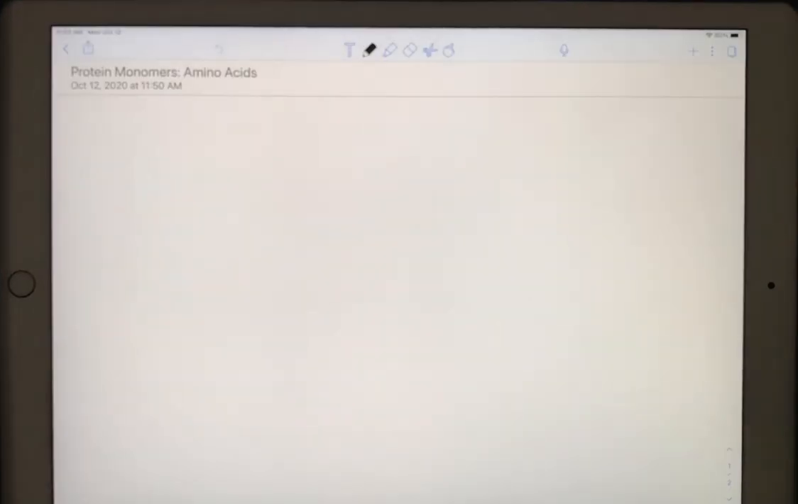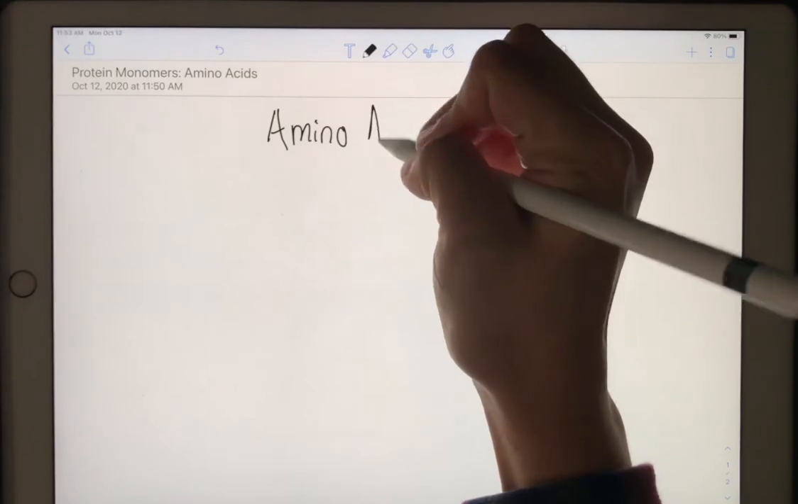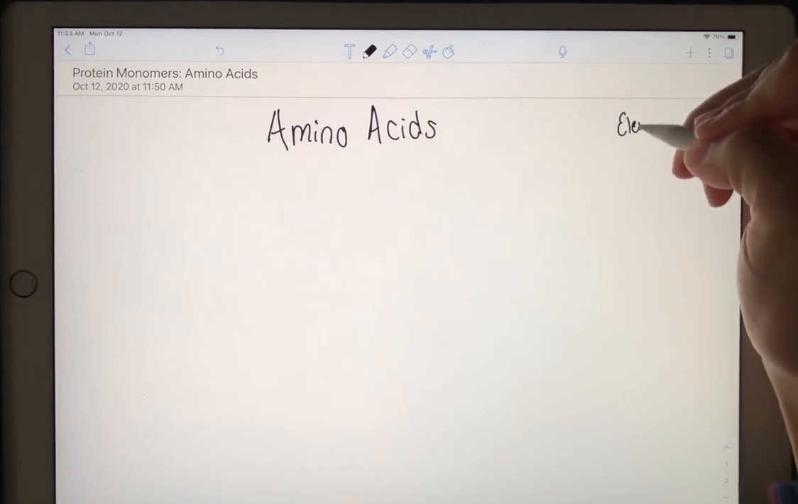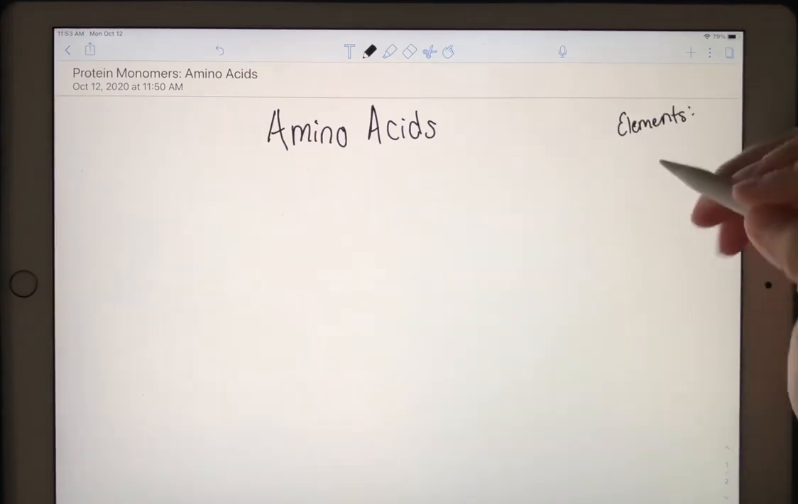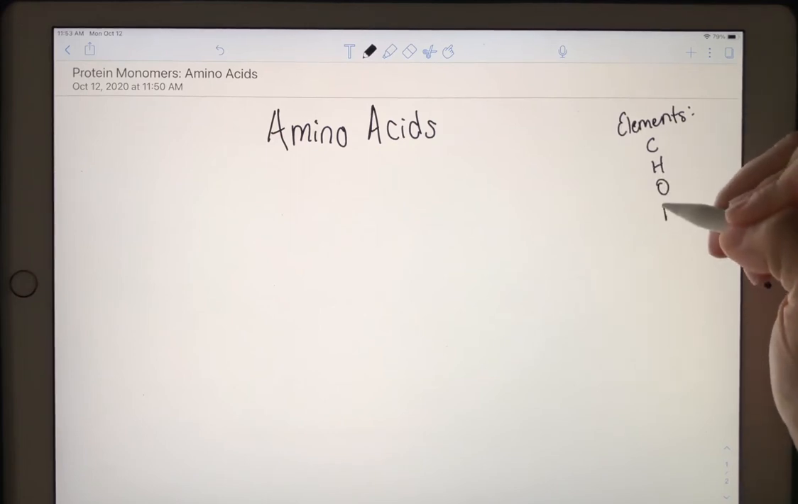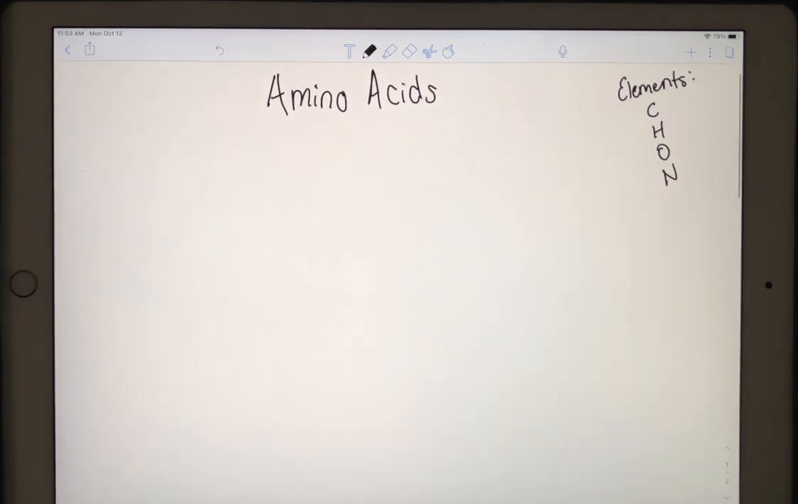This video is going to be about protein monomers, which are amino acids. And remember from our chart, when we were talking about the elements that were present in proteins, we had carbon, hydrogen, oxygen, and nitrogen. And you'll be able to see all of these in an individual amino acid. So let's make a sketch of one of these amino acids.